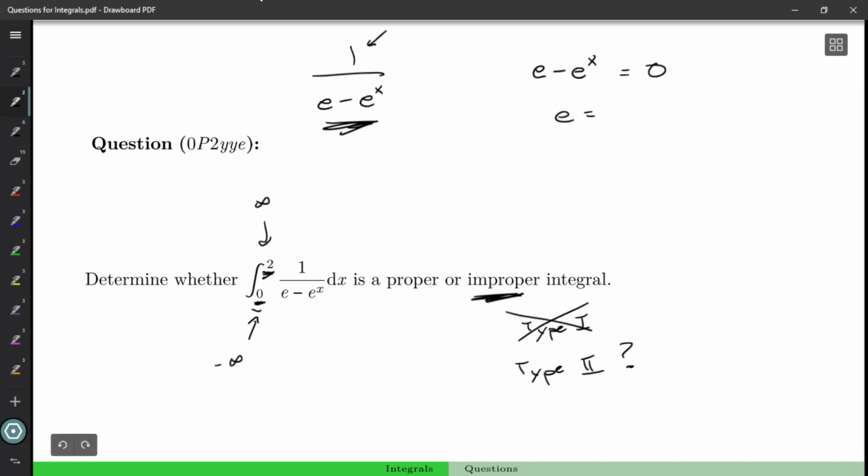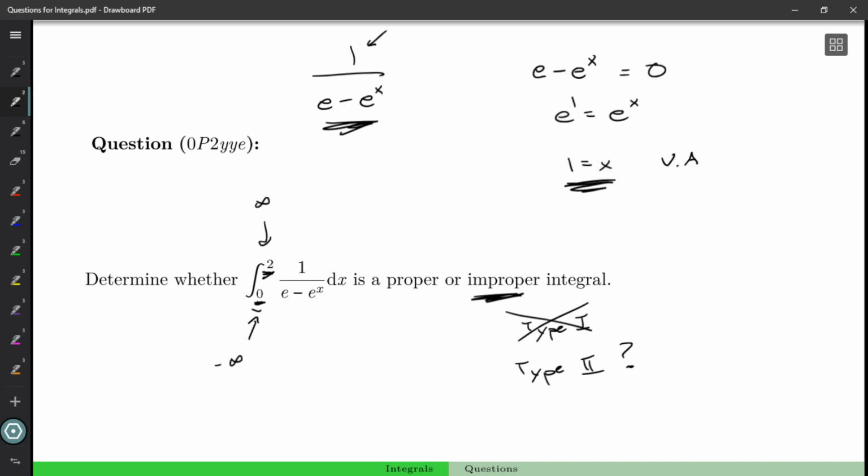Well, if we rearrange it, e equals e to the x. Now you could introduce some logarithms here. You could say, well, e is e to the 1, and if you've got the same base, the only way for the numbers to be equal is if their exponents are equal. So we're going to have a vertical asymptote at x equals 1. Specifically, I think it will head to negative infinity on one side and positive infinity on the other side.